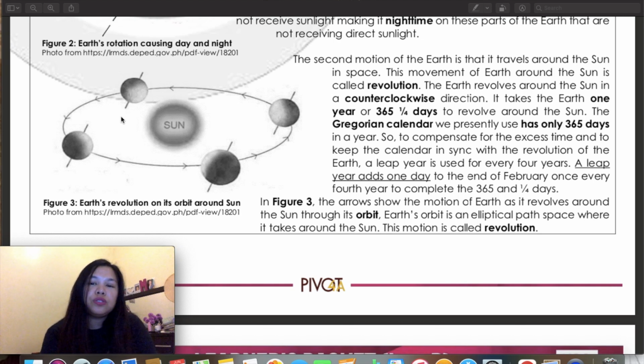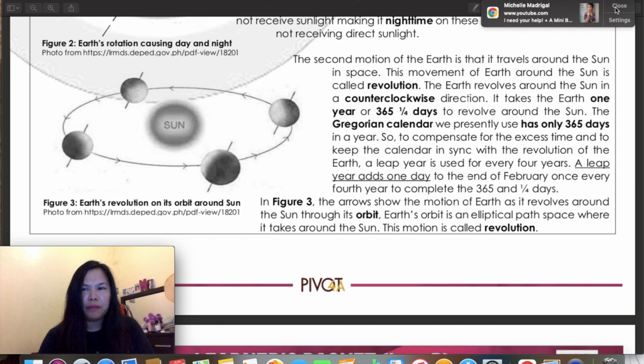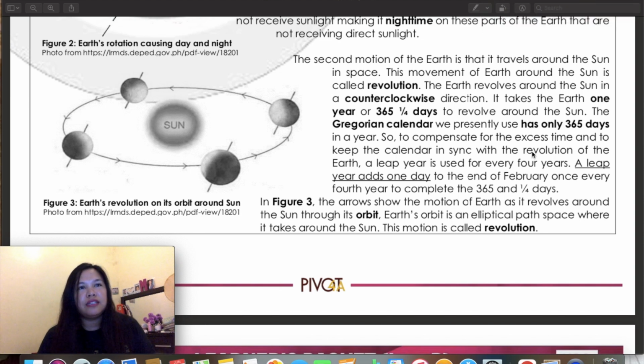So, to compensate for the extra time and to keep the calendar in sync with the revolution of the Earth, a leap year is used every 4 years. Ibig sabihin, yung leap, hindi yan sa leap natin na ginagamit ito. Di ba napapansin natin sa February? Minsan, merong February 28, minsan may February 29. So, yan lang naman po ang kaibahan sa month natin. So, depende yan. So, itong tinatawag natin na leap year, nangyayari siya every 4 years.